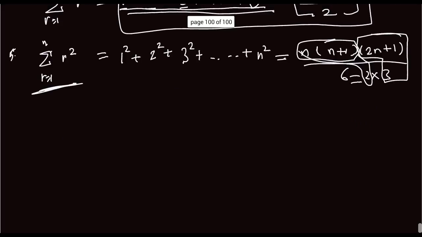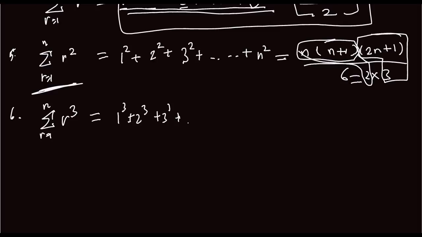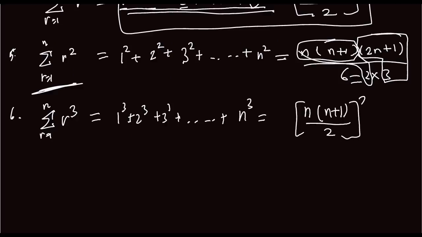Then the sixth one will be the summation of r cube, which is also important. These formulas are important because they can be directly applied in JEE. This is 1 cube plus 2 cube plus 3 cube up to n cube, and the summation of this is [n(n plus 1) by 2] whole square. That is the sum of the first n terms, whole squared.